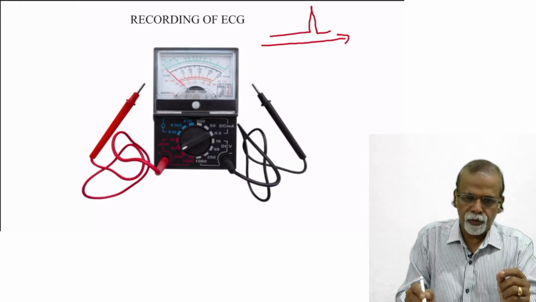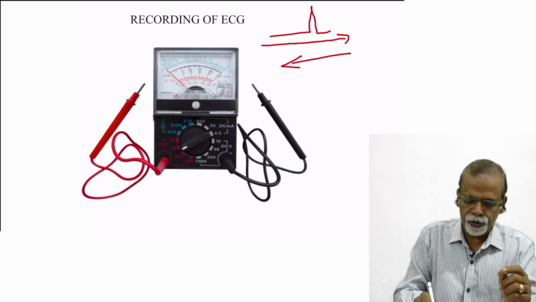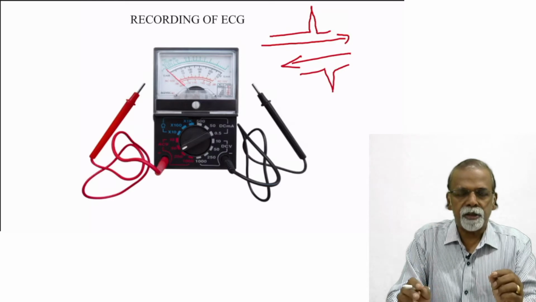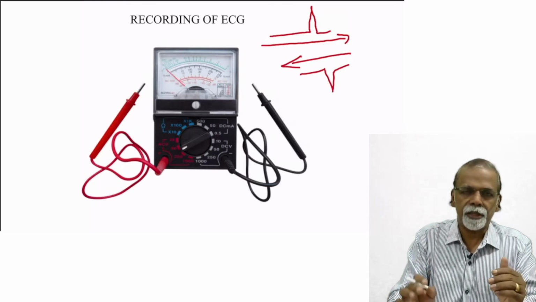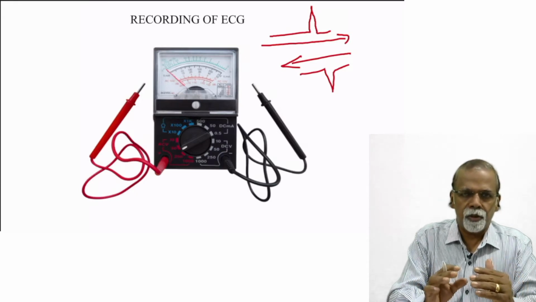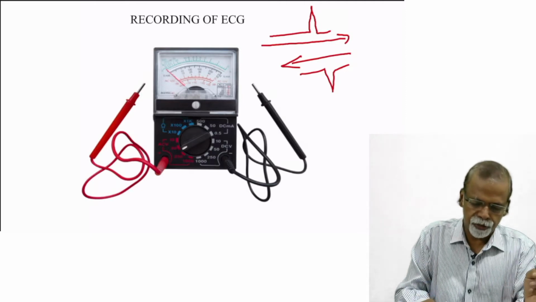If the current goes away from the positive pole, or towards the negative pole, this will produce a negative deflection. By remembering this, we will calculate the axis of the heart. By axis, we mean the direction of the sum total of the electrical force of the heart. I hope it is clear to you.